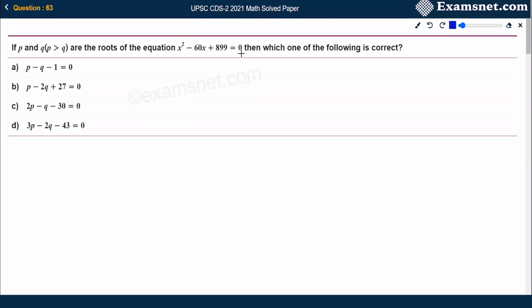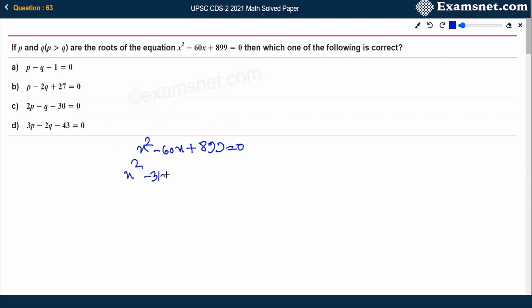In question number 63, it is given that if P and Q are the roots of the equation x squared minus 60x plus 899 equals 0, then which of the following is correct? We are given 4 different options. First of all, let me write the given equation, x squared minus 60x plus 899 equals 0. To find the roots of the equation, we can factorize it. Let's do the middle term split.